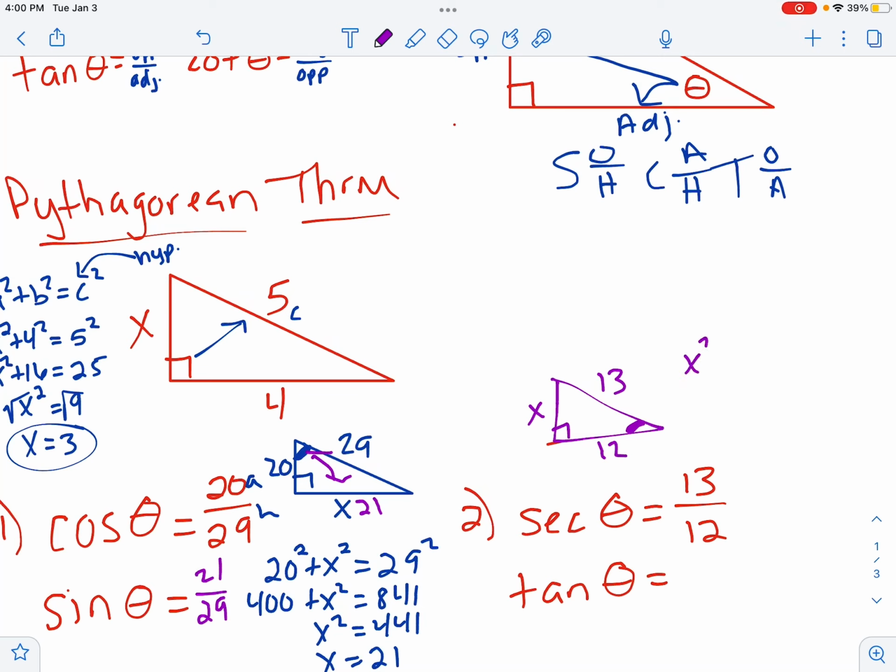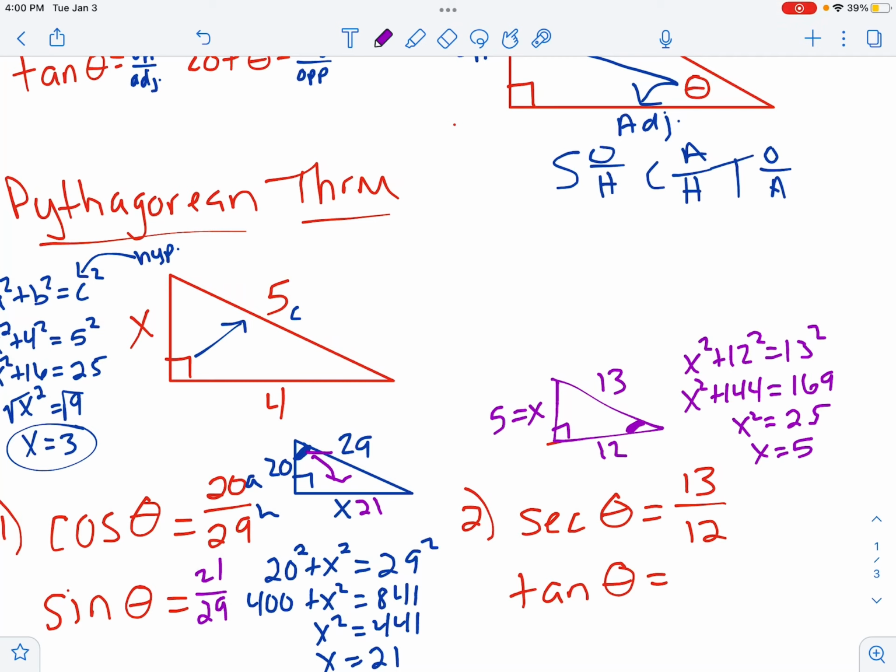So I have x squared plus 12 squared equals 13 squared. That simplifies to x squared plus 144 equals 169. I'm going to subtract that over to get x squared equals 25. So x is 5.